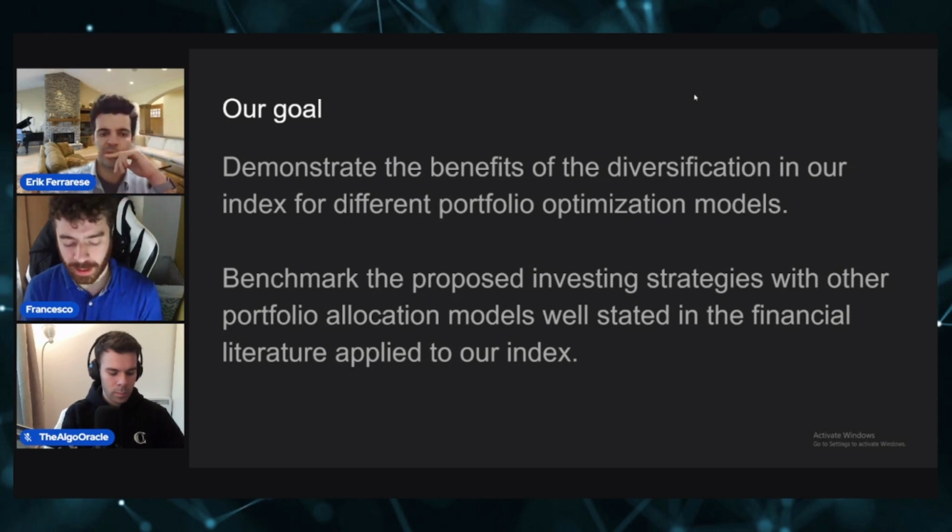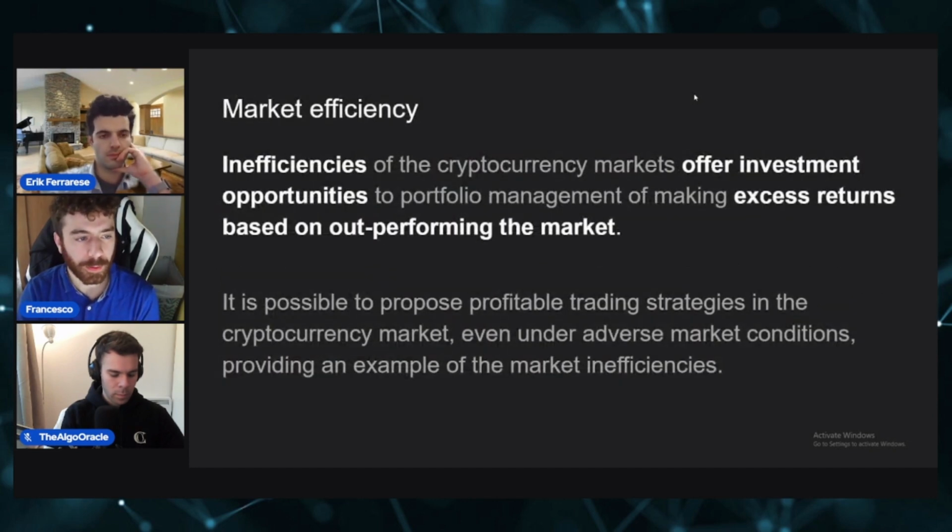Our goal is to demonstrate the benefit of the mean variance optimization model, the benefit of the diversification of this model to our portfolio. And to benchmark this model against all the other different ones and compare between them.